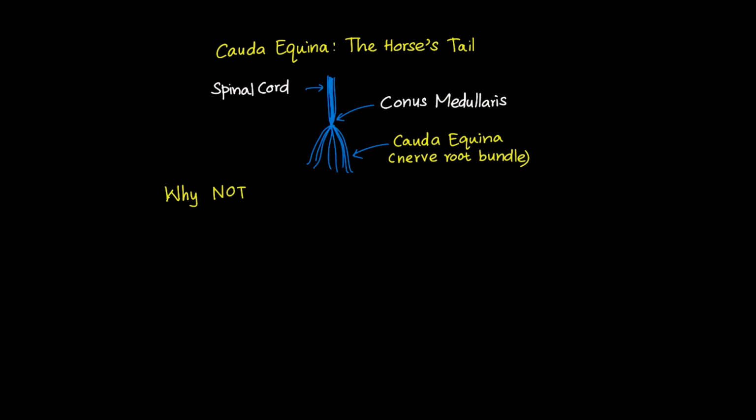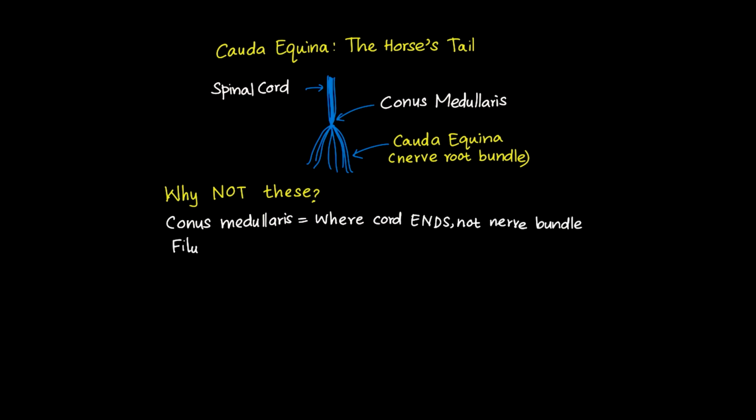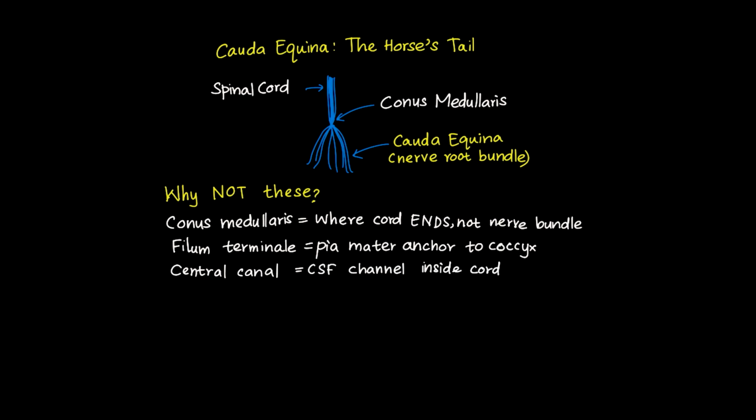The conus medullaris is the tapered end of the cord itself, not the nerve bundle below it. The filum terminale is a strand of pia mater that anchors the cord to the coccyx. It's a tether, not functional nerve roots. The central canal runs through the middle of the spinal cord and carries cerebrospinal fluid. It doesn't continue below the cord as a nerve bundle.